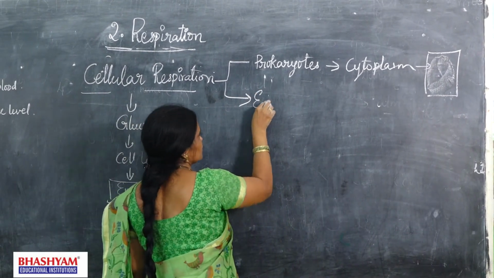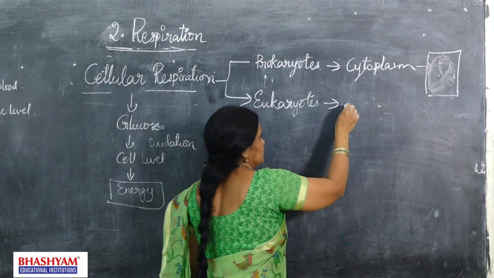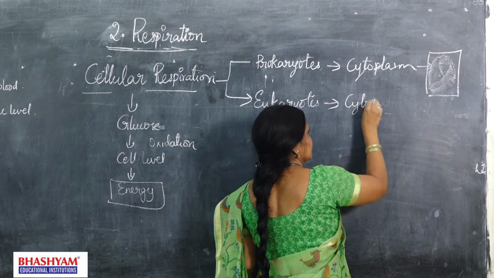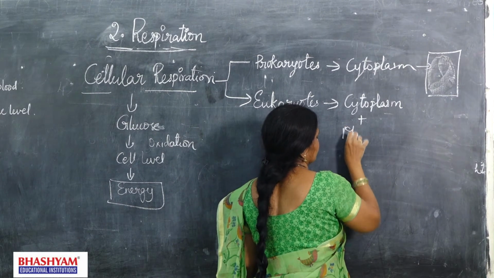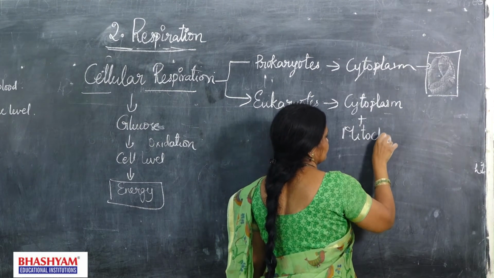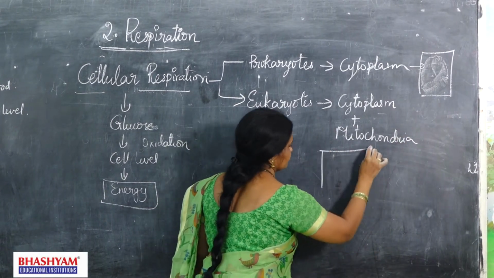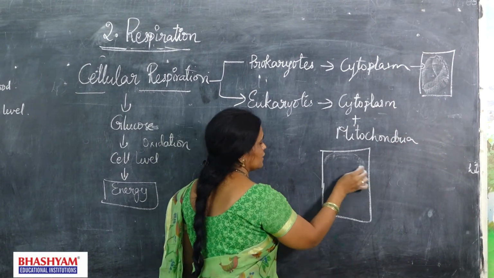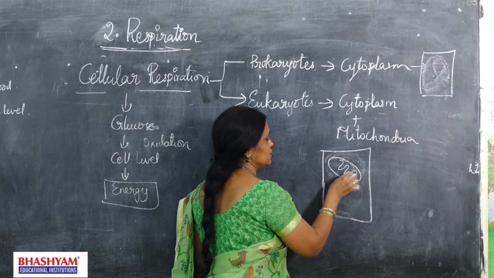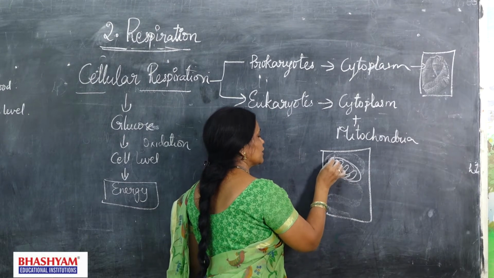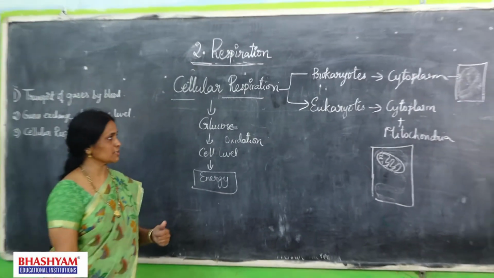Coming to eukaryotes, cellular respiration occurs in cytoplasm and mitochondria. Part of cellular respiration occurs in cytoplasm and the remaining part takes place in mitochondria. Mitochondria is a cell organelle which is involved in the process of respiration.